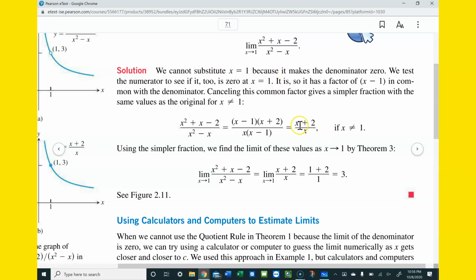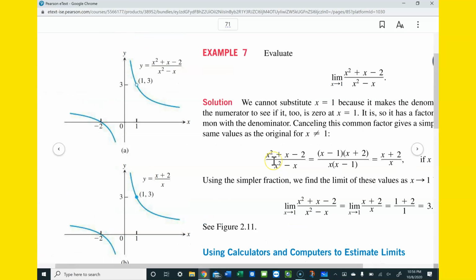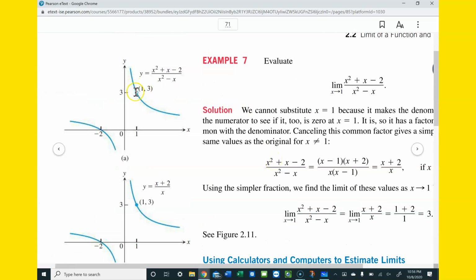So plug in 1 into here, and you get 1 plus 2 is 3 over 1. So the limit of that function is 3, and you can see that graphically right here: the original function has a hole right there at (1, 3), but the limit is going to be that point, where that hole is, and where this point of the simplified function is.